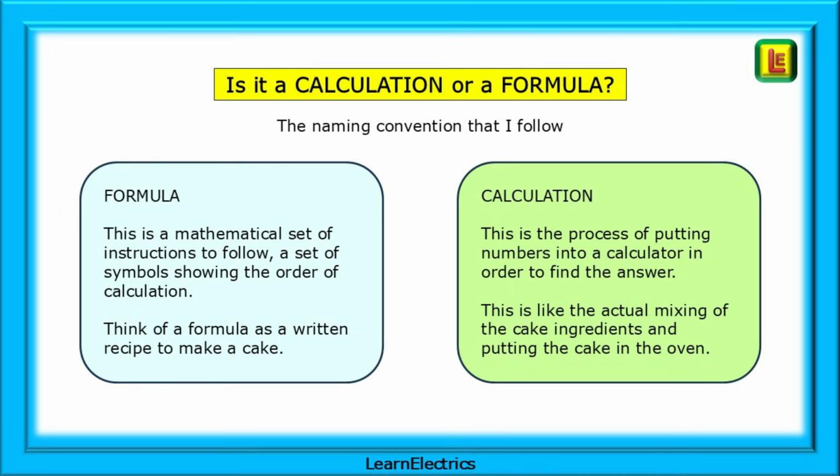And lastly on this subject, is it a calculation or is it a formula? The naming convention that I follow is: a formula is a mathematical set of instructions to follow, a set of symbols showing the order of calculation. Think of a formula as a written recipe to make a cake, while a calculation is the process of putting the numbers into a calculator in order to find the answer. The calculation part is like the actual mixing of the cake ingredients and putting the cake into the oven.